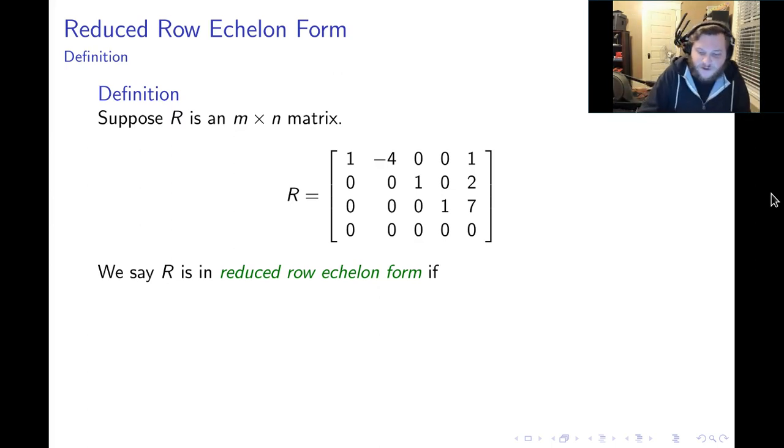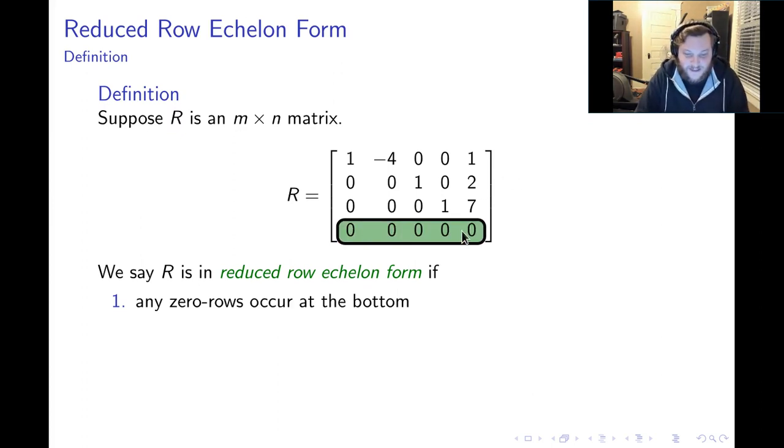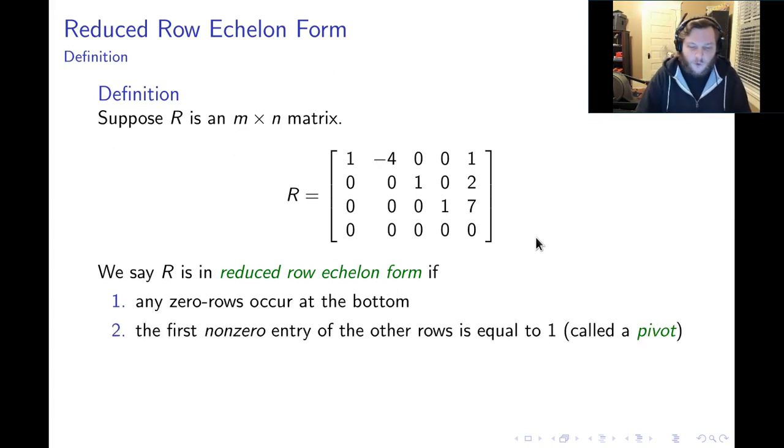So what's the first rule? The first rule says that if there are any rows that are full of all zeros, those rows need to be at the bottom. And in our example here, we see that this rule passes. The only row in this matrix that's full of all zeros is the last row, which of course is at the bottom. So rule number 1 checks out for this matrix. So far, so good.